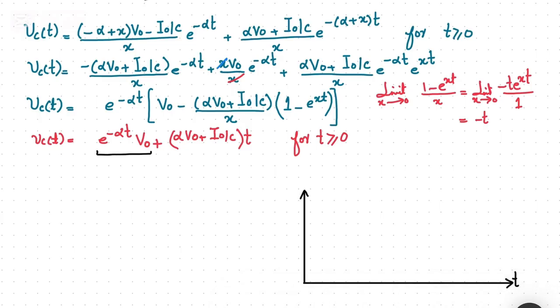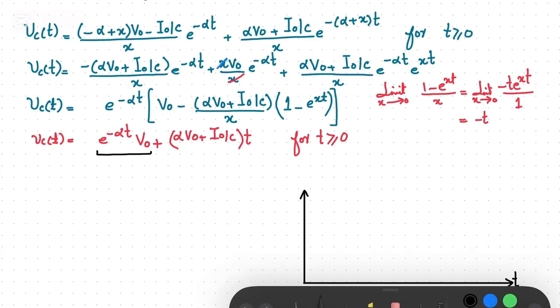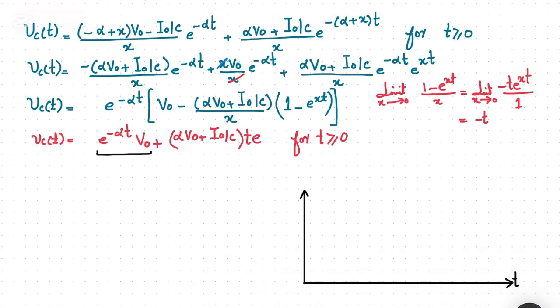This first factor is v naught into e raised to power minus alpha t, where e raised to power minus alpha t is a decaying exponential function and v naught is the value of that exponential function at t equal to 0. What about the rest of the thing? Oh, this e raised to power minus alpha t was to be multiplied by this factor as well. So we had a missing e raised to power minus alpha t over here. So the complete equation is this one basically.